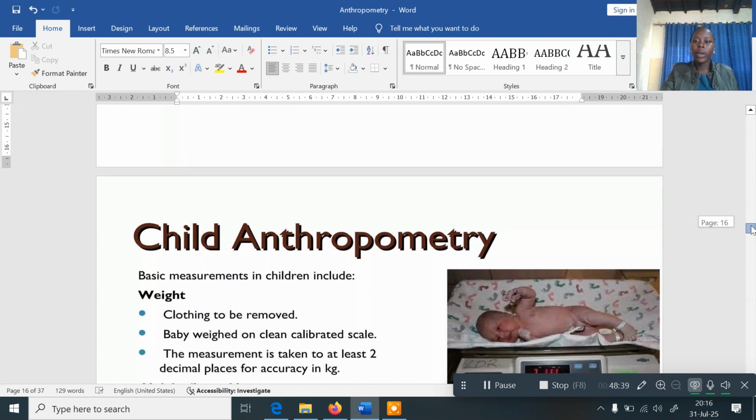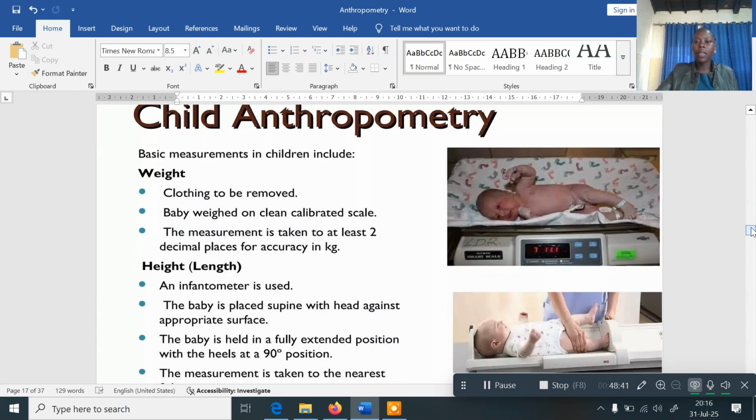So next we are going to look at child anthropometry, or these measurements in children. So basic measurements in children include weight, height, and also the head circumference, as we shall see.